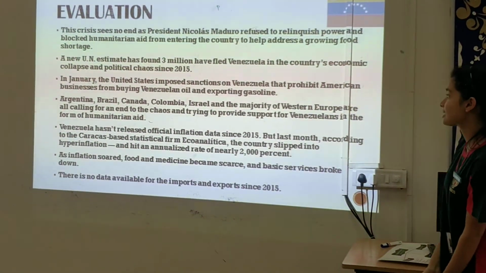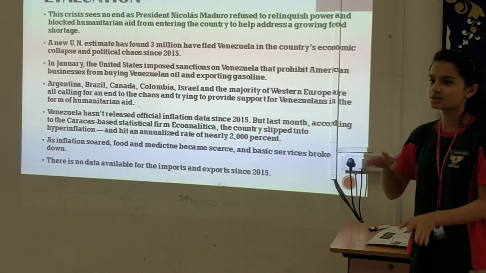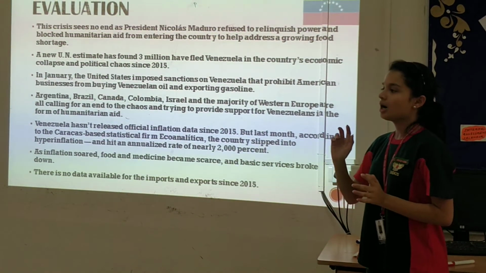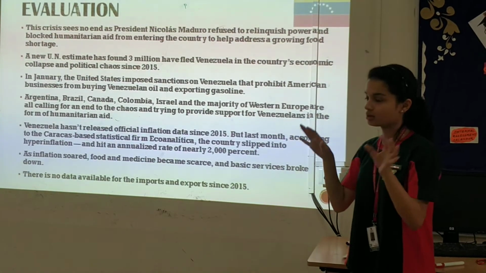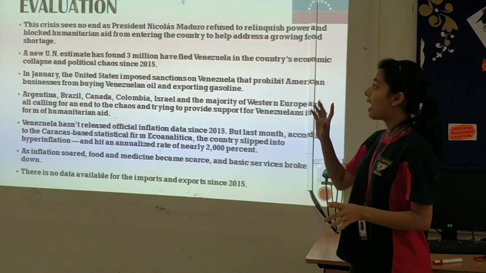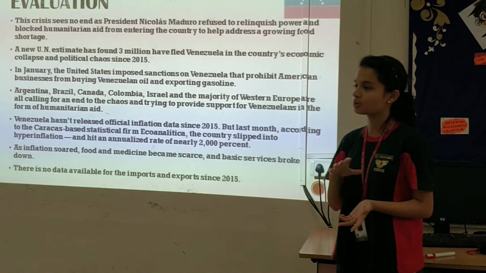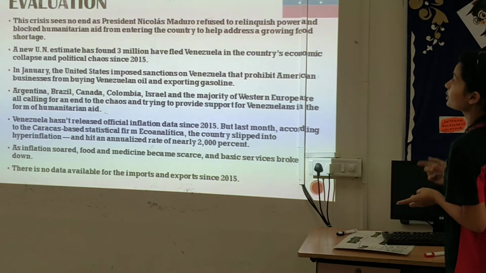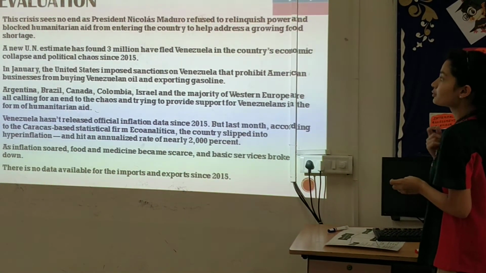Evaluation. This crisis sees no end as President Nicolas Maduro is the current president. So a little backstory: after President Hugo Chavez died, Maduro was elected as the president by a vote that happened in the country. After which, for his second term, he self-declared himself president. So there was no voting that took place; it was not a consensus. He refused to relinquish power and blocked humanitarian aid from entering the country to help address a growing food shortage.